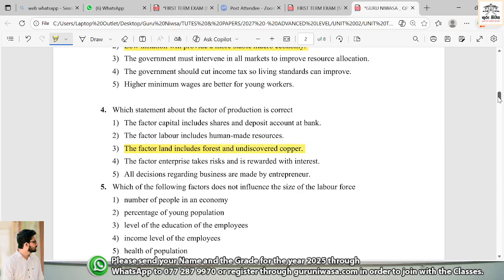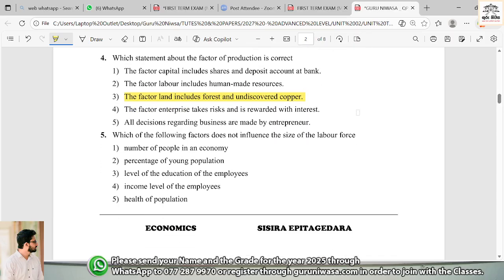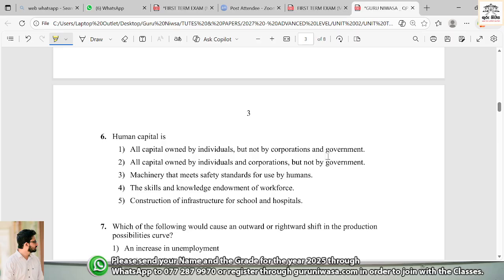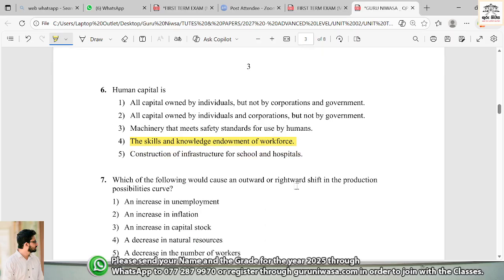Yes, all natural resources. Fifth one: which of the following does not influence the size of the labor force? Income level of employees. When calculating the labor force, we don't consider such a concept. No, not at all. Next one. Sixth one, very simple. Human capital is, answer is the fourth one, the skills and knowledge endowment of the labor force. Human capital means skills and knowledge of human workers.